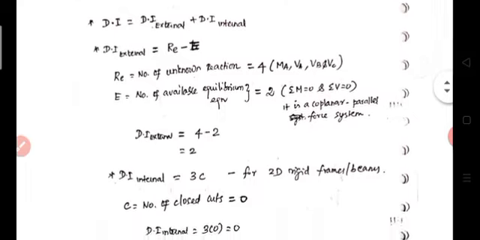So the degree of external indeterminacy is equal to 4 minus 2, that is 2. Then internal indeterminacy depends upon the configuration, how the members are arranged. For 2D rigid frames and beams, internal indeterminacy is equal to 3 times C, where C means the number of closed cuts.